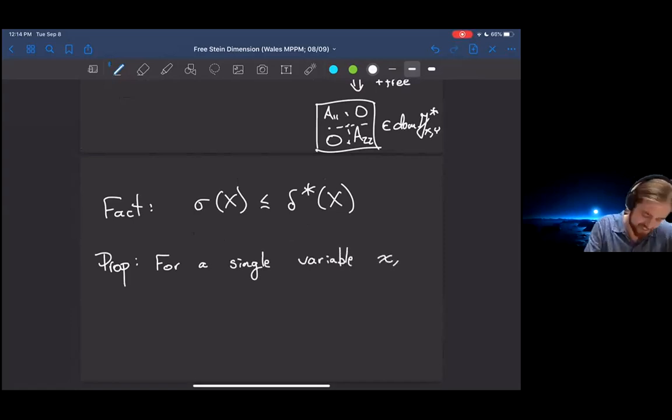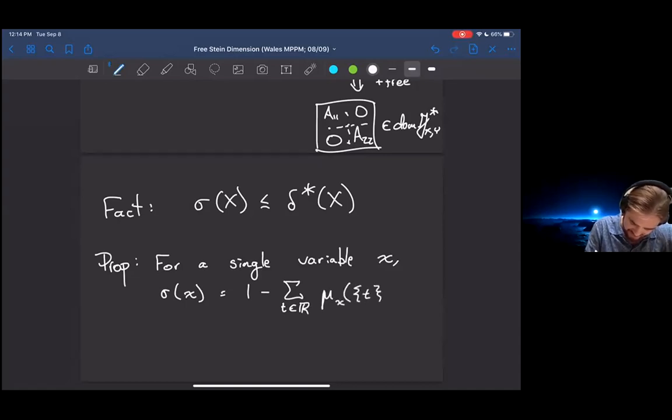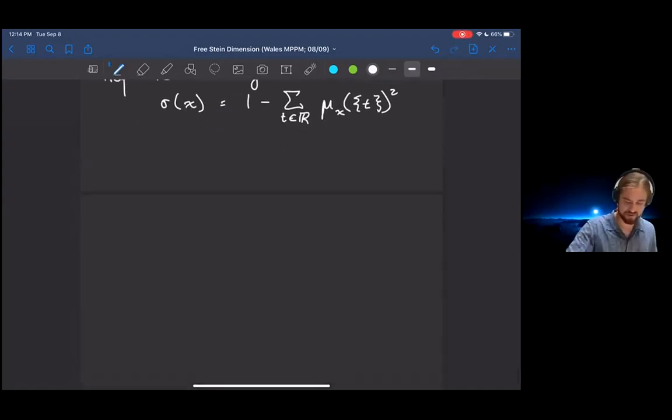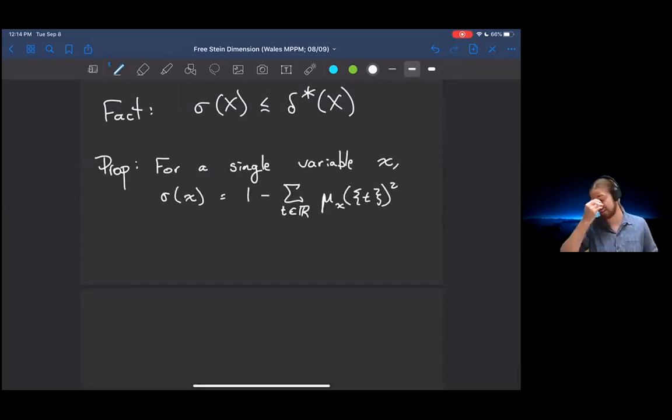So for a single variable x, the Stein dimension of x is given by 1 minus the sum over real numbers of the square of the atom of x at that real number. So of course here mu of x is the spectral measure of x with respect to the state on the von Neumann algebra that's lurking in the background that we're working with.